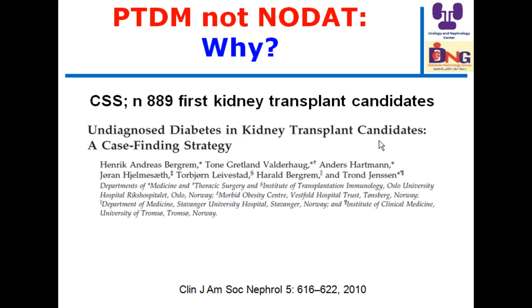This is a cross-sectional study, included 889 patients for the first kidney transplant candidates, and this is very interesting because when they followed oral glucose tolerance for these patients before transplantation, especially for patients with fasting plasma glucose ranging between 92 and 125, they discovered undiagnosed cases of diabetes. This is why using post-transplant diabetes is better than saying new onset diabetes after transplantation.